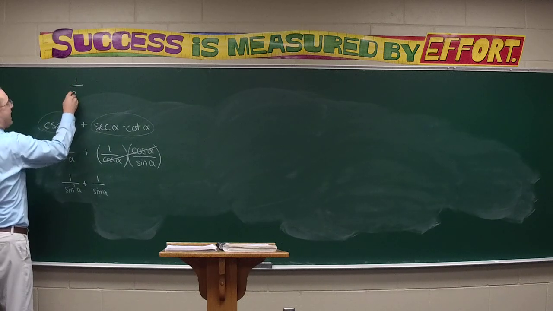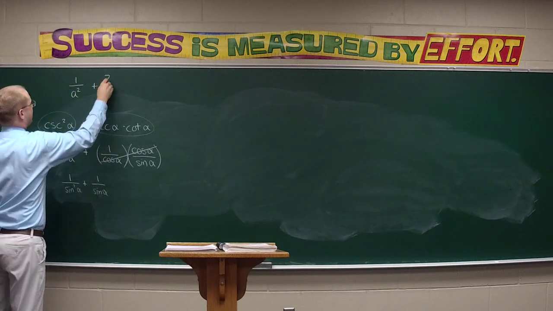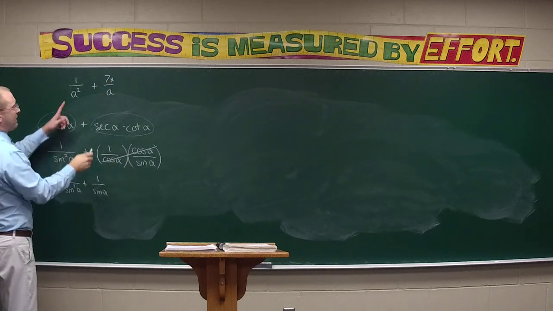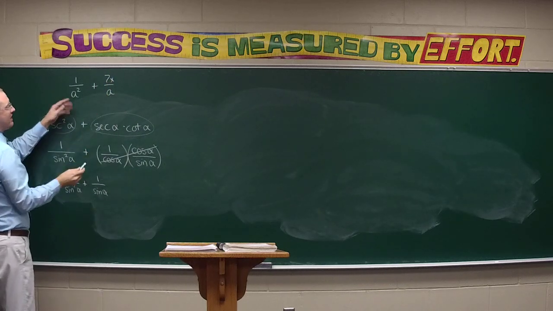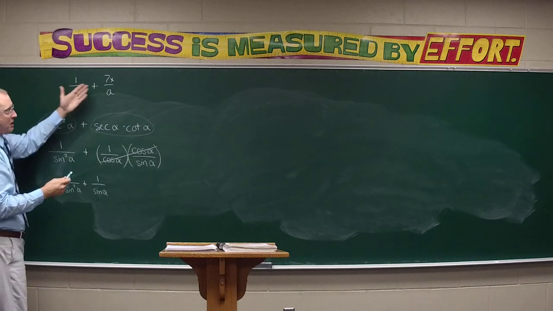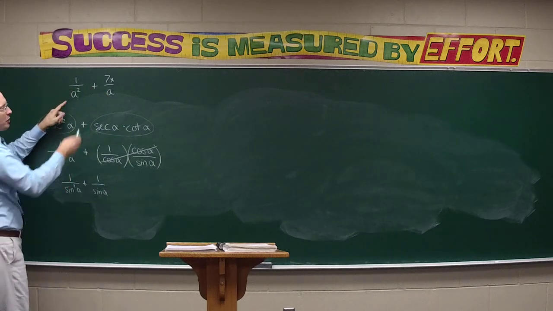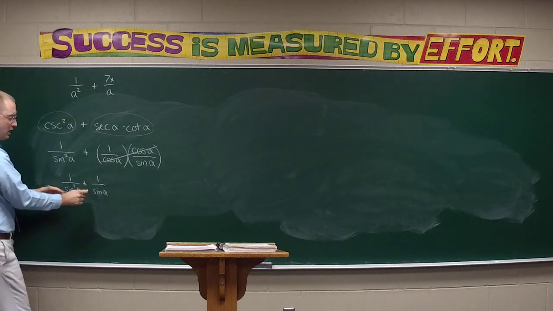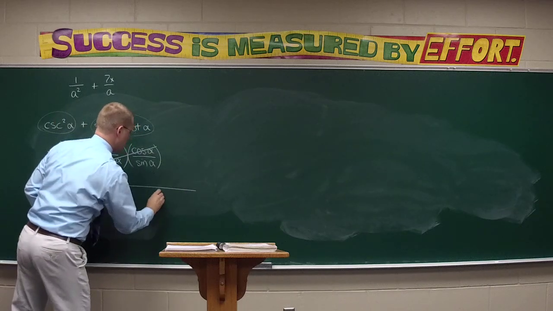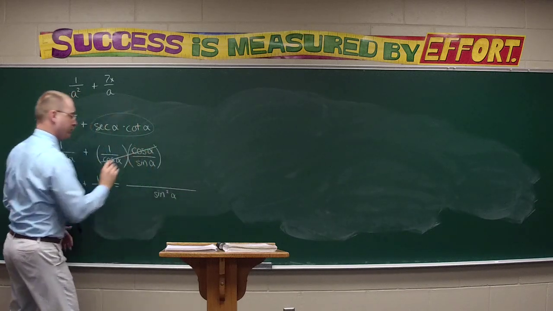Just like if I had 1 over a squared plus 7x over a. Because they're both in the same category, we take the biggest number of a's, right? Squared is already bigger than 1. It already includes 1. So I don't need both and say a cubed. So here, I can get a common denominator of just sine squared alpha.